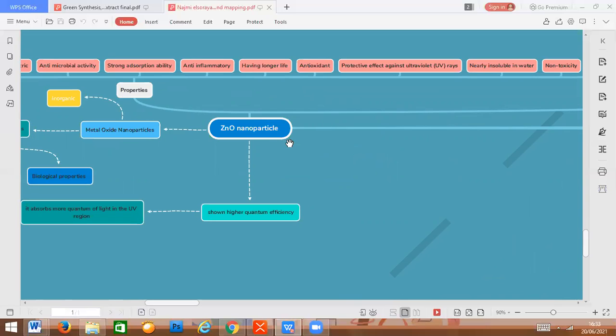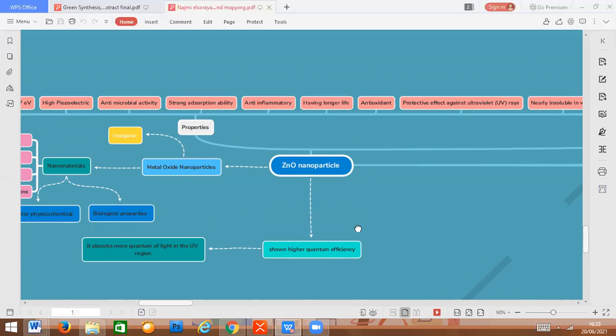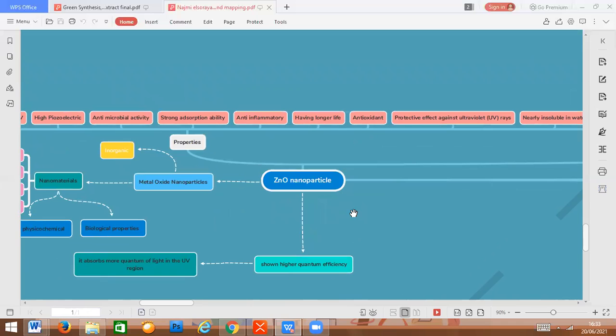ZnO nanoparticle can show higher quantum efficiency. Why? This is the reason: it absorbs more quantum of light in the UV region. So this material can show higher quantum efficiency. In the 21st century, the quantum is more interesting, so we must know about quantum efficiency, chemical quantum.